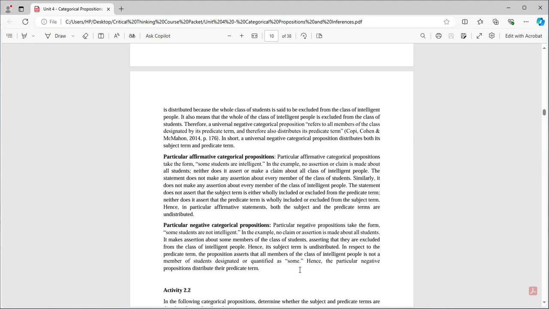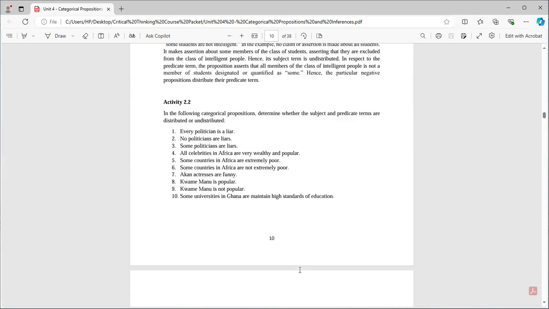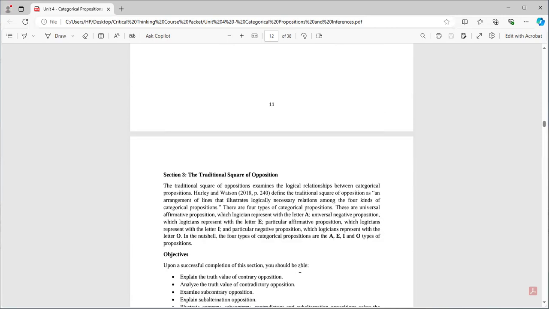So for distribution, universal affirmative, only the subject class is distributed. The predicate class is not distributed. For universal negative proposition, the subject class is distributed, the predicate class is distributed. For particular affirmative proposition, the subject class is undistributed, the predicate class is undistributed. And then for particular negative, the subject class is undistributed, but the predicate class is distributed. Are we okay?